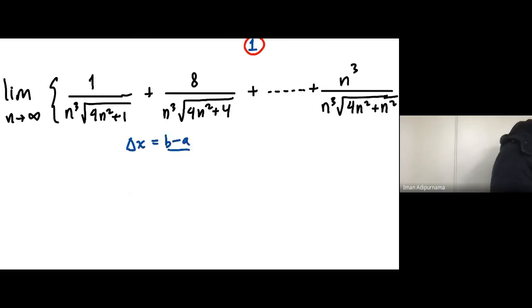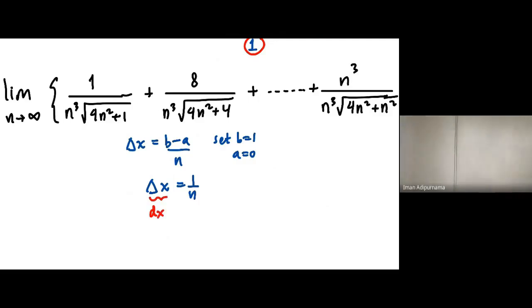this definition, right? I just set b is 1 and a is 0. So you can just have delta x is 1 over n. So delta x is the one that will be the dx, right? So you need to extract the 1 over n from the formula. And can you do that? Can you find the 1 over n?